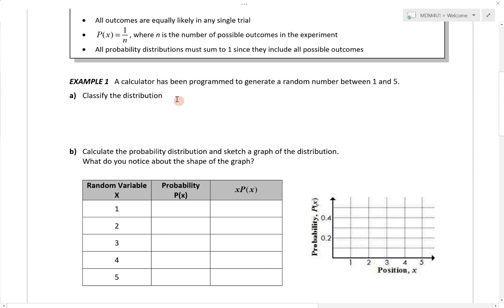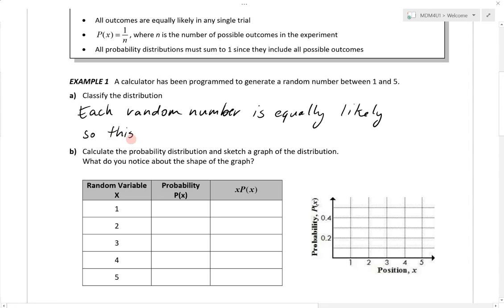Classify the distribution. Well, each random number is equally likely. So this is a uniform distribution, so it's equally likely. And that's key because it's uniform only if everything is the same. And what we're talking about is the same is the probability. Okay, so this is a uniform distribution.